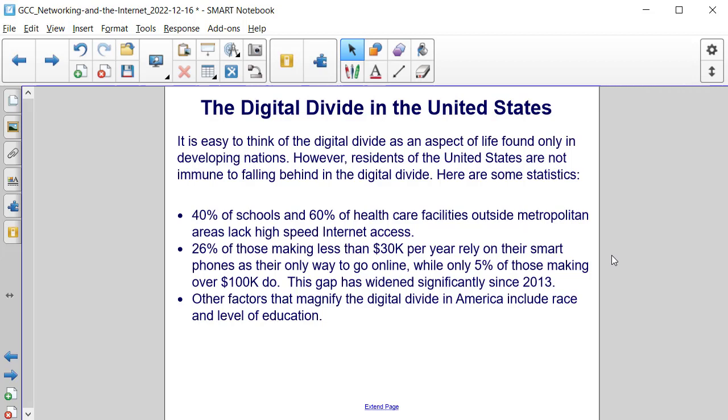26% of those making less than $30,000 per year rely on their smartphones as their only way to go online, while only 5% of those making over $100,000 do. This gap has widened significantly since 2013. Other factors that magnify the digital divide in America include race and level of education.